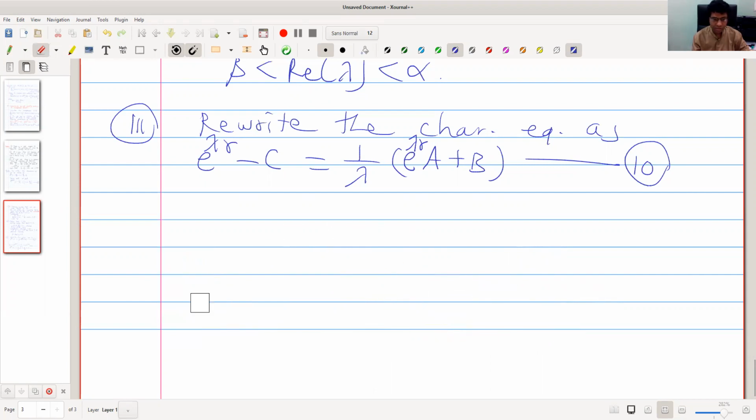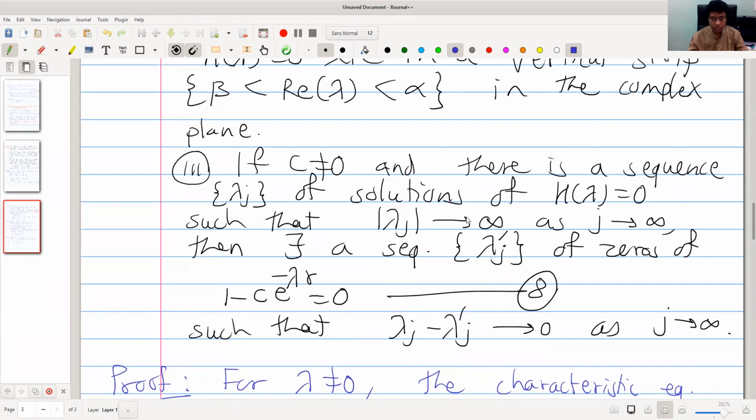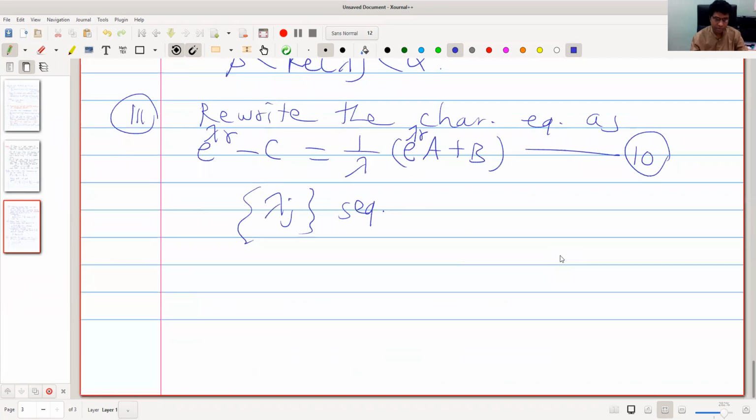Now what is the assumption? The assumption is that there is a sequence of characteristic roots lambda j, which means for each lambda j this equation is satisfied, and the condition is given that mod lambda j is tending to infinity.